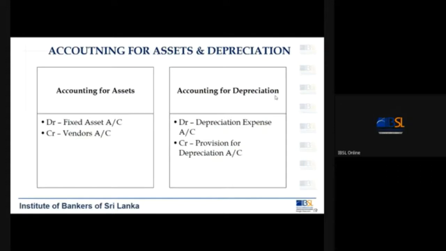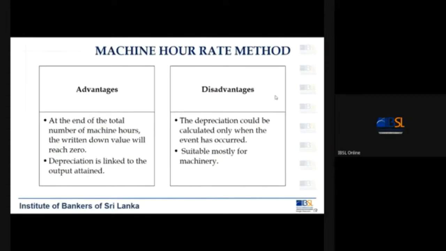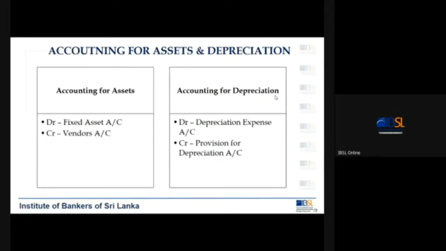Machine hour rate. At the end of the total number of machine hours, the written down value will become 0. That is your assumption, and this method will take you to that particular position. Depreciation is linked to the output attained. I will explain when we do the question, so you will understand. Disadvantage would be the depreciation could be calculated only when the event has occurred. Suitable mostly for machinery. I will just come back to this disadvantage when we do the calculation.